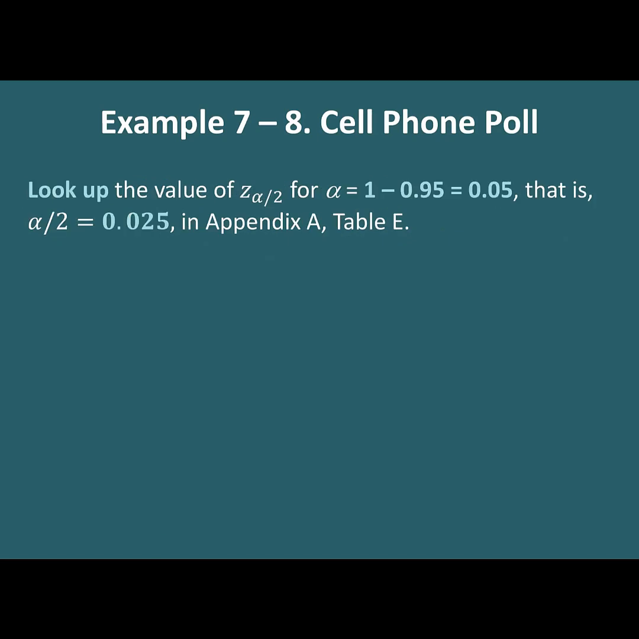Next, also needed is the critical value. Once again, we have the 95% confidence value. So we take 1 minus 0.95 to get our alpha, that is 0.05, then divided by 2 to get our alpha over 2, which is 0.025. Looking up the value in Appendix A, Table E, gives us our critical value of 1.96.